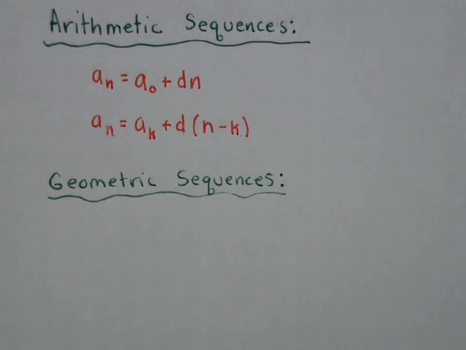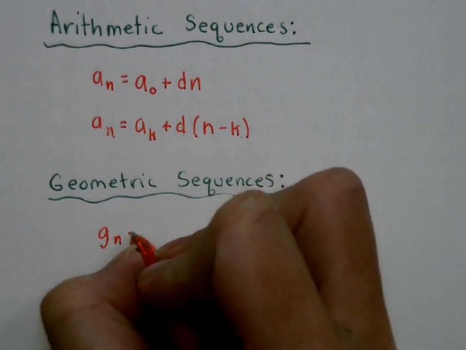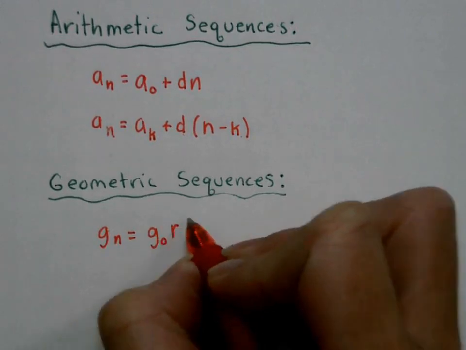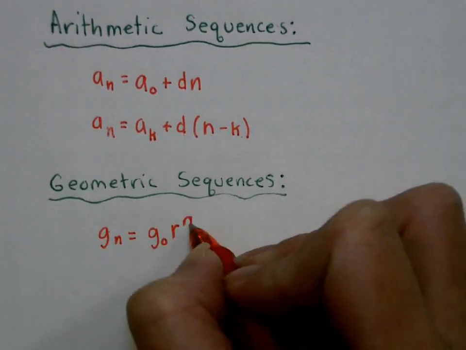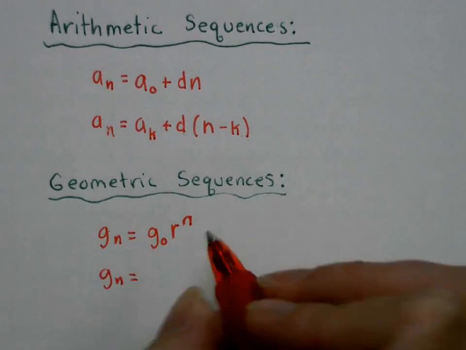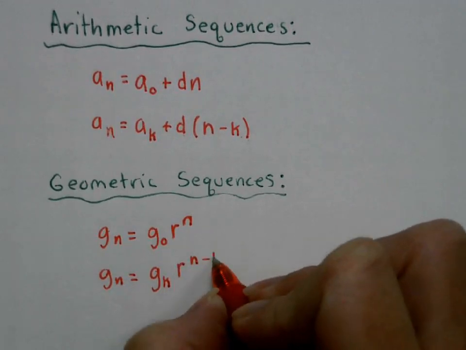Next, we're going to deal with geometric sequences. So we have 2 formulas here. If you know the 0th term, then it's just going to be that 0th term times your common ratio to the nth power. If not, then it's going to be some other term, r to the n minus k.